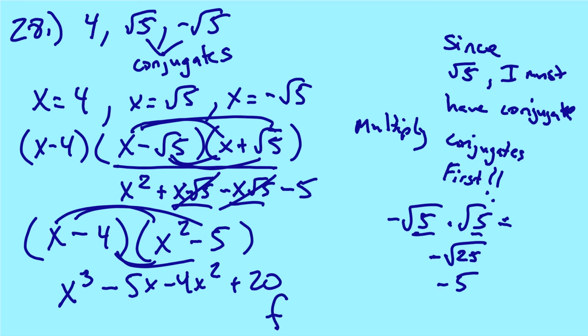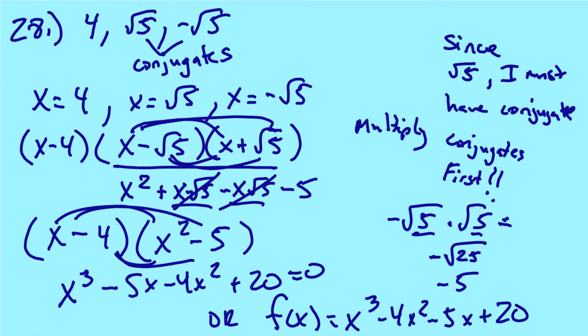So my final answer, just to put it, you could set it equal to 0, or you could say f of x equals x cubed minus 4x squared minus 5x plus 20. And that's your final answer.